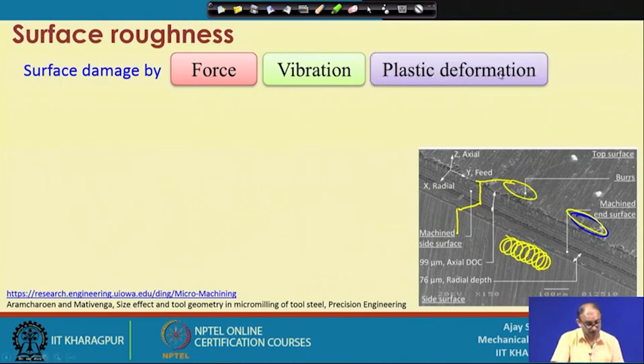Plastic deformation also creates a problem, because if you are machining a brittle material, your roughness will sometimes be very smooth, but in machining a ductile material like aluminum, it is very difficult to get a good surface finish. And burr formation is obviously related to the surface roughness. The higher the burr formation, the higher the roughness. So, both things are coupled with each other.